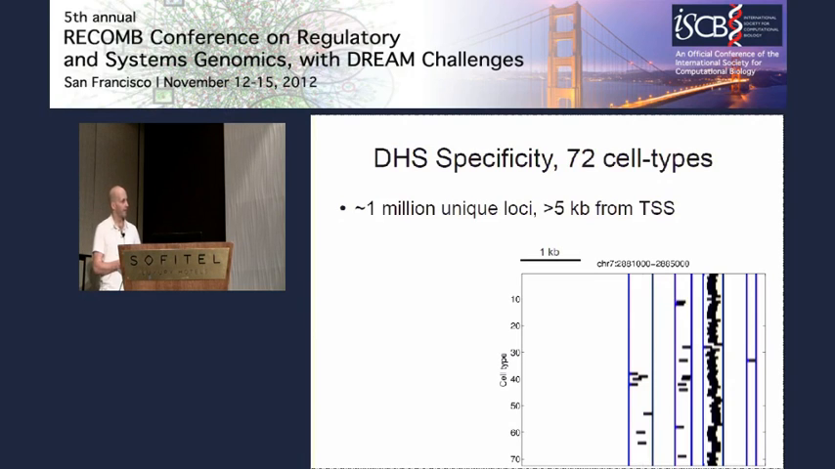Here is a ubiquitous DHS. It's found in all 72 cell types. Over here we have a specific one. It's only found in one cell type. And over here we have 2 intermediate examples.